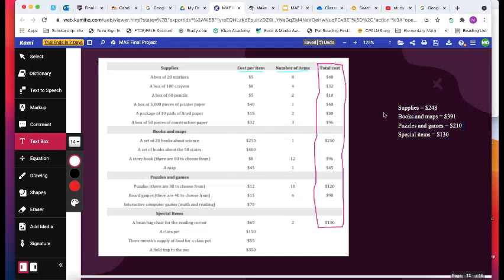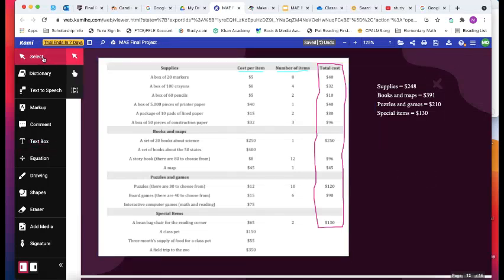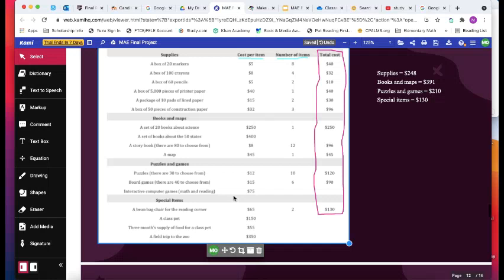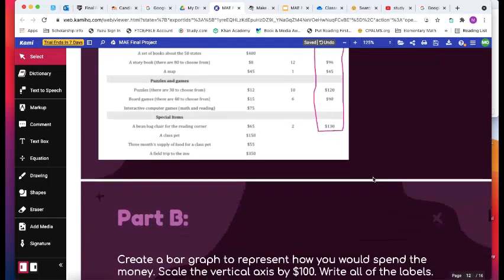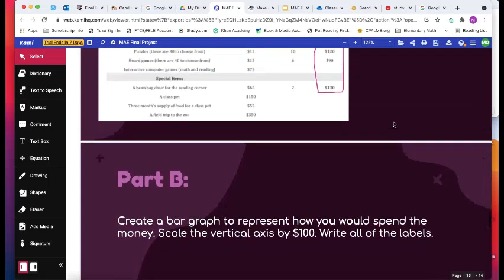Okay, so now we have our prices. Now let's look. Okay, we have completed step A. Now if we move on to step B, we have: create a bar graph to represent how you would spend the money. Scale the vertical axis by $100. Write all of the labels.